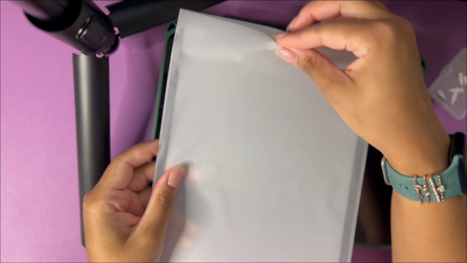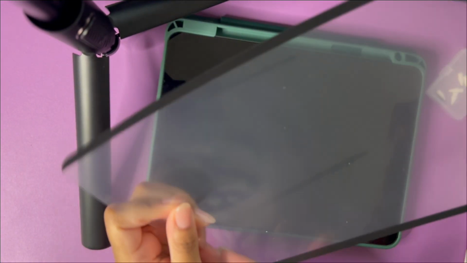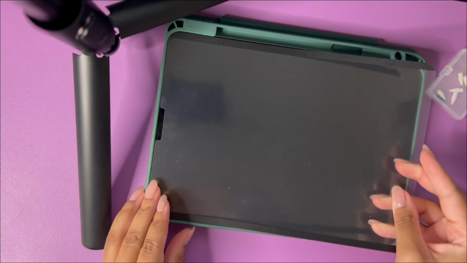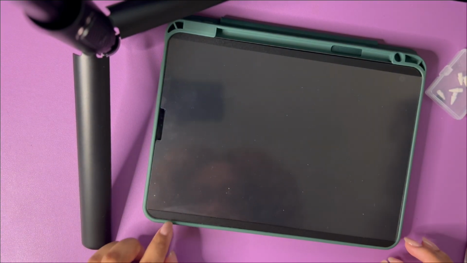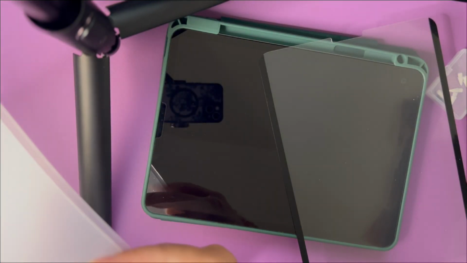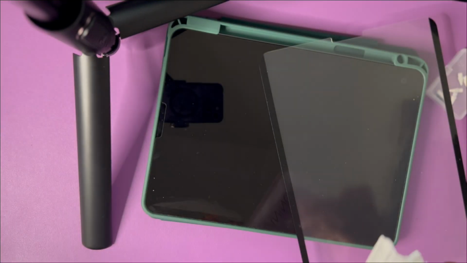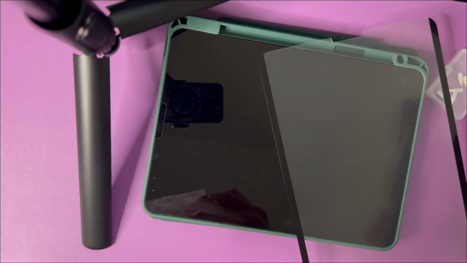I'm starting today's video off with showing you guys how I set up my iPad before I set up my reading journal for the month. Typically, and it's not all the time, but typically I like to use my removable screen protector.